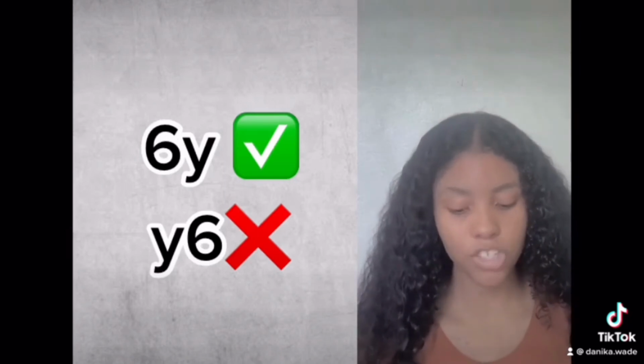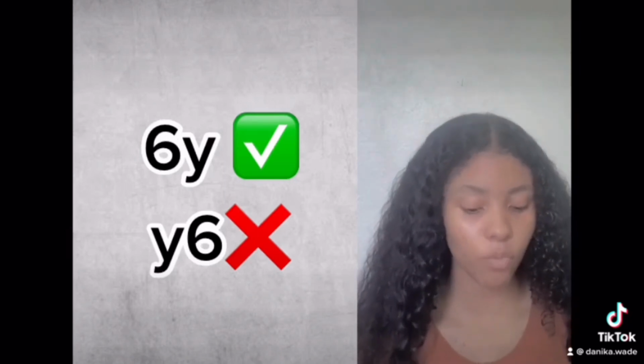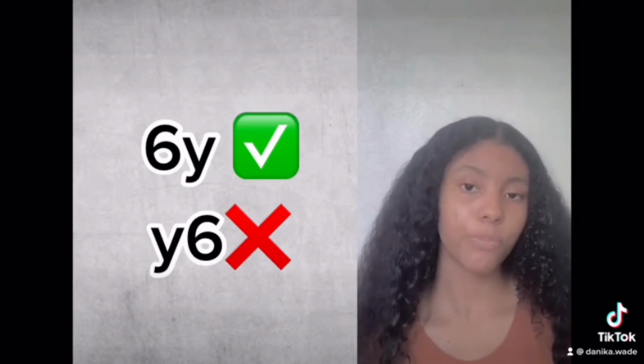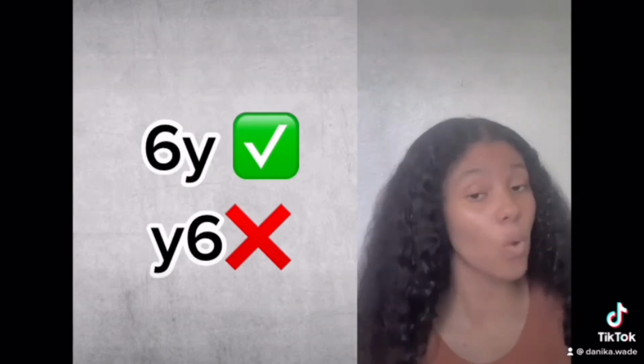You should note that the coefficient always comes before the variable. It's conventional to always write the number part before the term. So, for example, you're going to write 6y instead of writing y6.